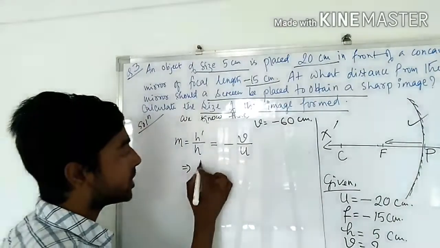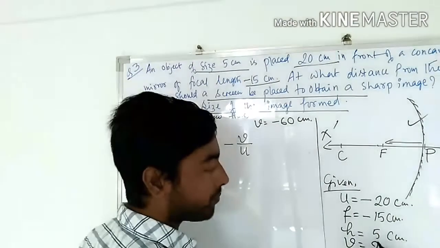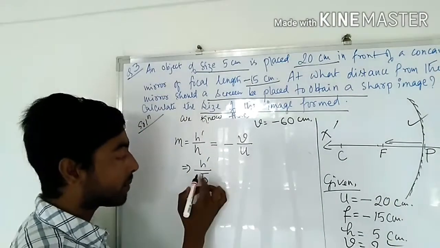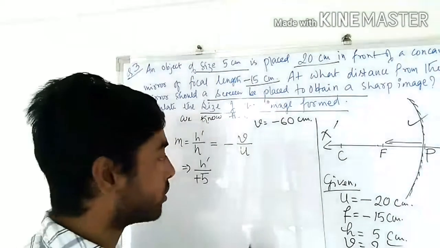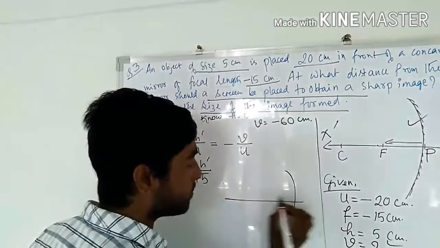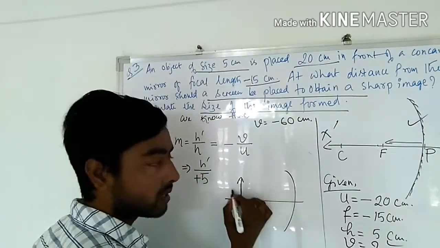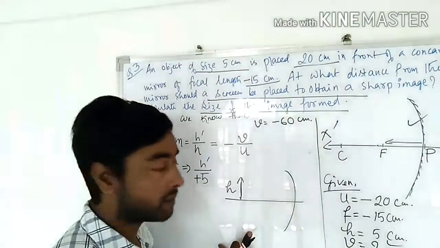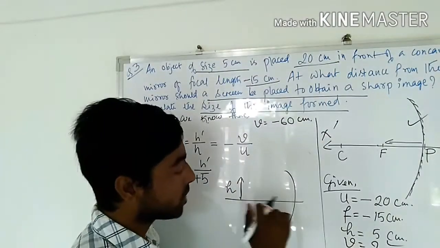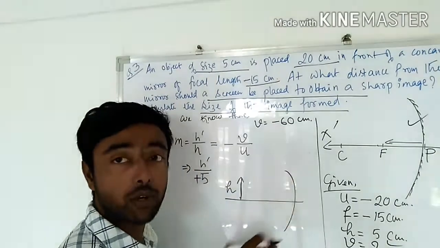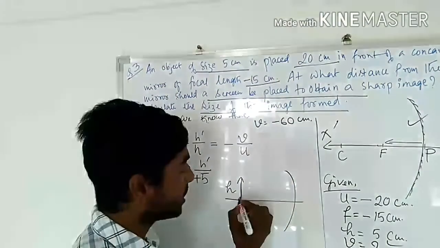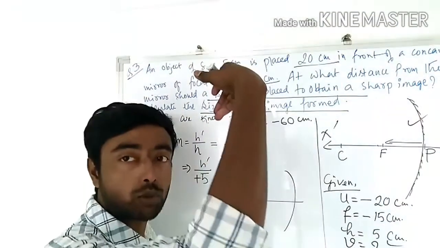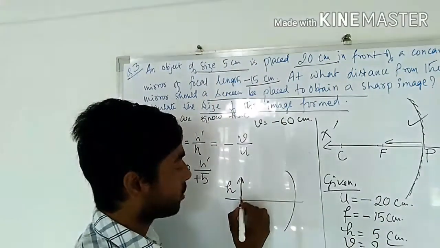Can I write h dash divided by h, with h value given now as 5 centimeter? Can I write 5 here? I am writing plus 5. You have to understand that also, because objects are always placed erect. So this is h, the object height. Objects are always placed erect, that means this is object height. Now you have to understand whether it is positive or negative, because you have to find out the object height. You are going towards the tip from the toe.